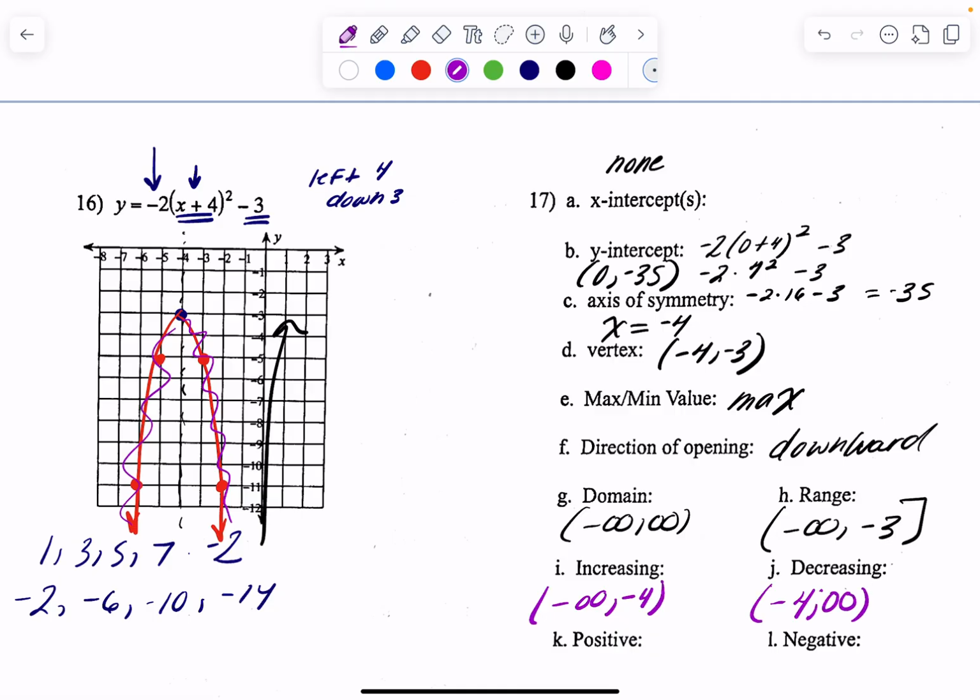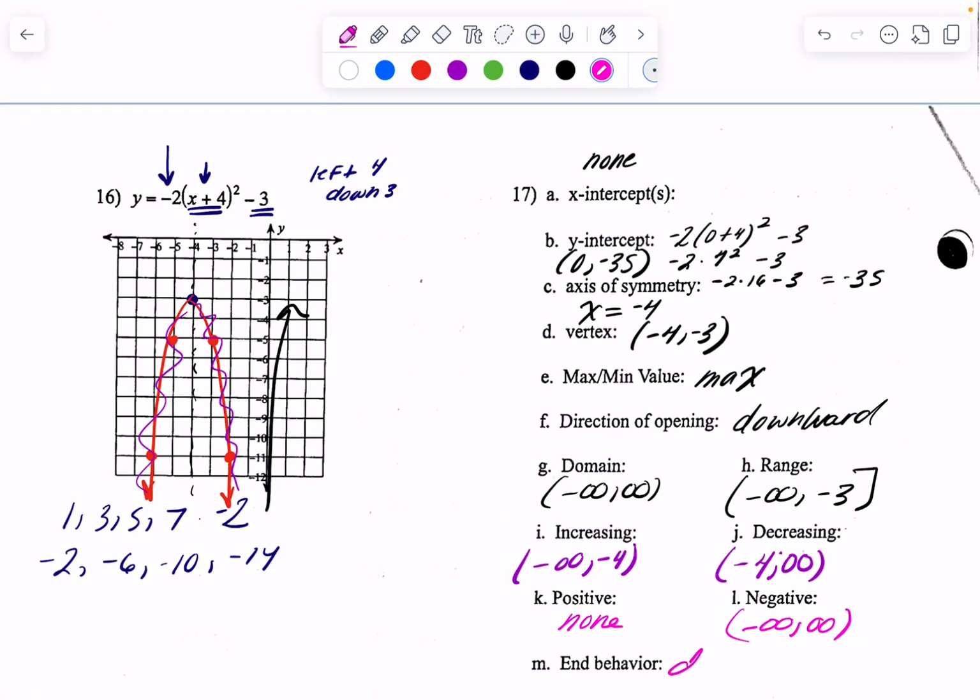It's like, where are you walking uphill? Where are you walking downhill? Positive means above the x-axis, so never. None. Negative is always. It's always below the x-axis. Our end behavior is down and down.